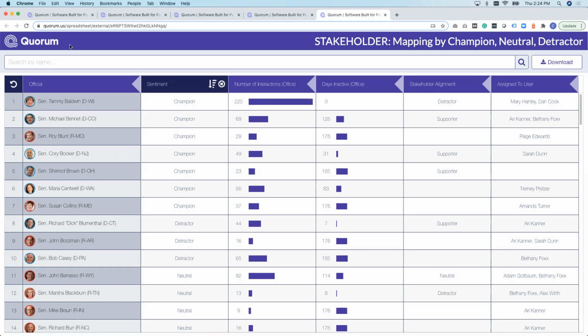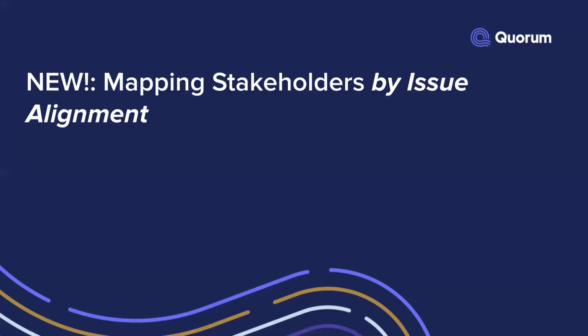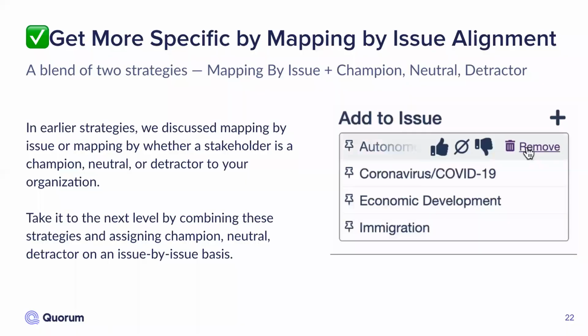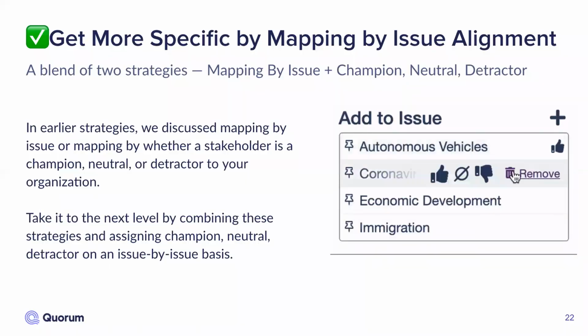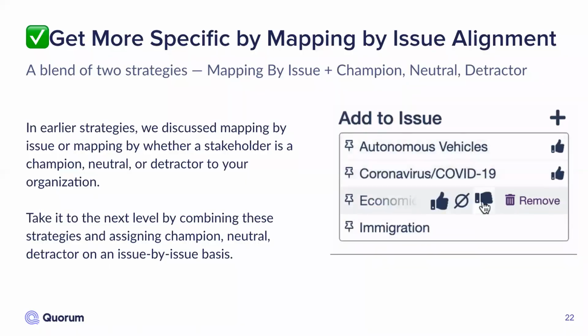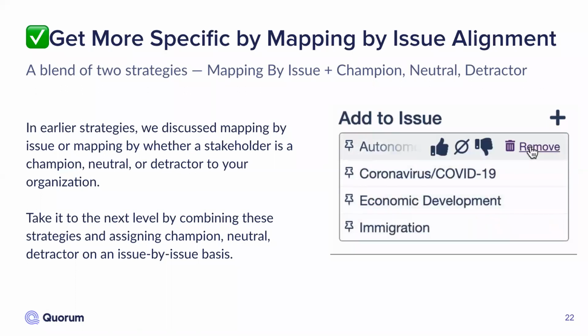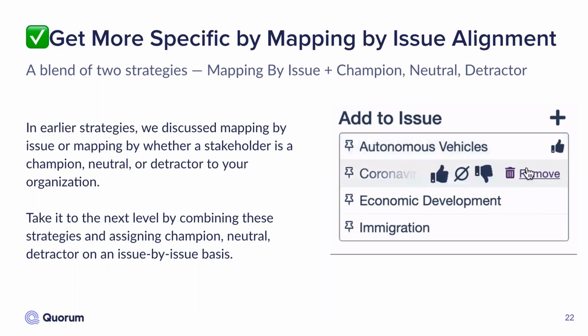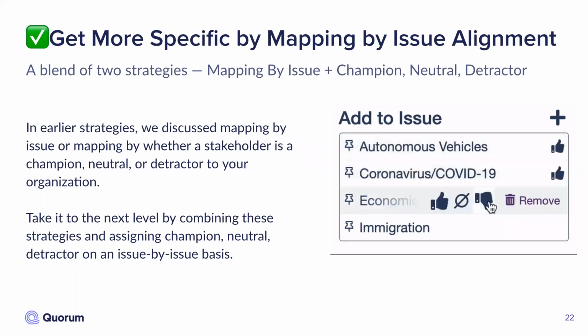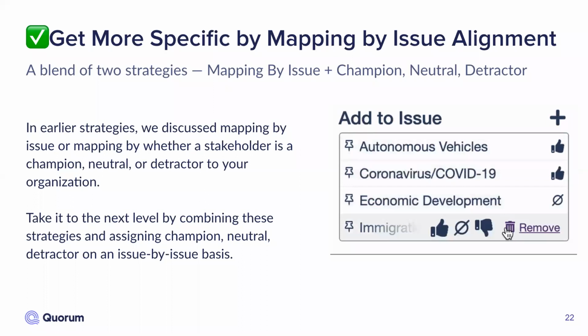All right, now lastly, I'm really excited about this one because this is a new feature that we have recently added after really months and years of clients asking for something like this. And it's going to be really a blend of 2 different strategies. So we've talked about the ability to map by issue and by champion, neutral, and detractor. And this next strategy is the ability to have separate issue alignment on different issues.